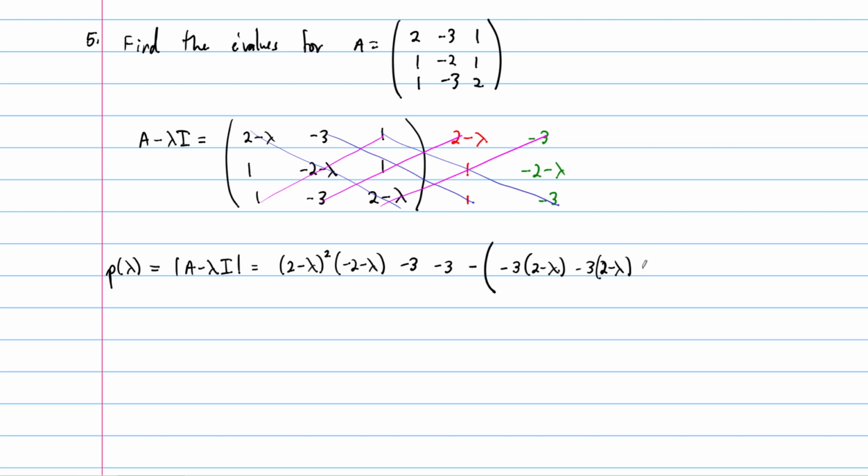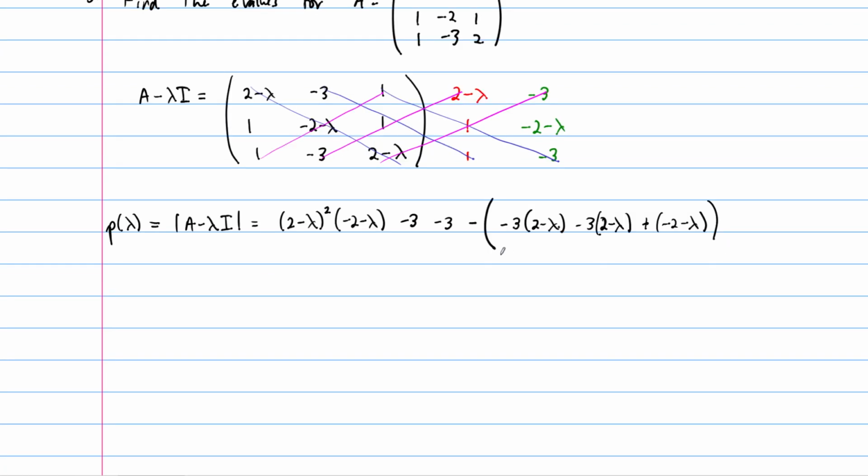And then plus negative 2 minus lambda. And so now we just very carefully work all this out. So this one can be switched to lambda minus 2 quantity squared. This one, a minus sign can come out, and then this will be written as lambda plus 2 minus 6 minus everything in here. So this is going to be negative 6 times 2 minus lambda minus 2 plus lambda.